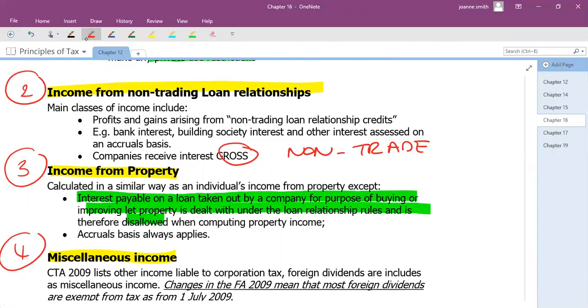So if it mentions that the business has bought a property and they've used the loan to do that, any interest they're going to pay is going to come under that category. It'll be treated under the non-trade. And again, I'll show you in a question how that works. So you'll disallow it here, but you can have relief for it under number 2.